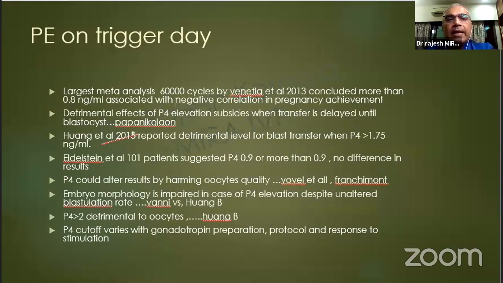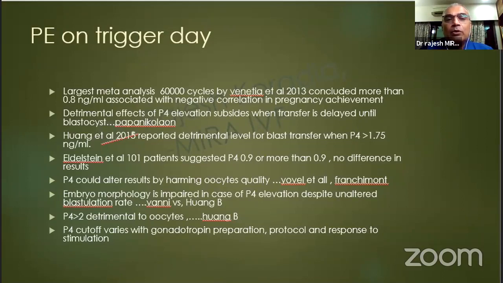So, the slide about progesterone elevation on the trigger day. There are different studies, and a lot of studies say they have got different levels and different cutoffs. The largest meta-analysis of 60,000 cycles by Venetis et al., 2013, concluded that more than 0.8 nanogram is associated with a negative correlation in pregnancy achievement. So even more than 0.8, not 1.5, more than 1.8 is also not ideal for fresh transfer. According to Papanikolaou, the detrimental effect of progesterone elevation subsides when transfer is delayed until the blastocyst stage, but this is not proven by other studies.